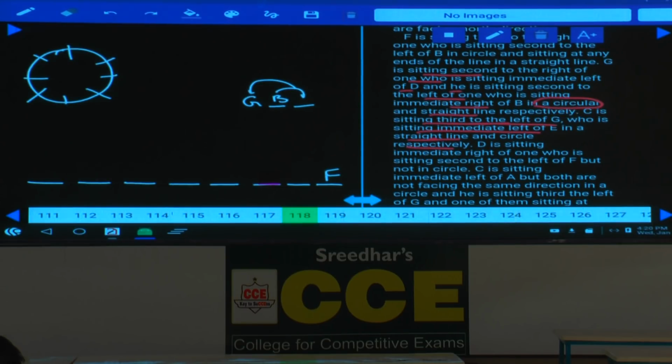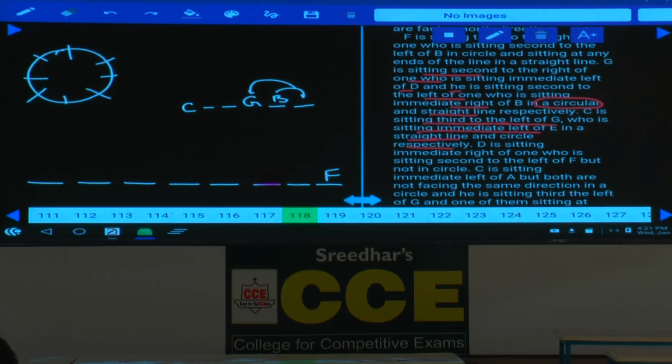First one, C is sitting third to the left of G. As G is here, 1, 2, 3, C will be here. C is seated third to the left of G, isn't it? C is seated third to the left of G in a straight line. C is seated third to the left of G, G who is sitting to the immediate left of E in a straight line. Now G is to the immediate left of whom? G is to the immediate left of E.